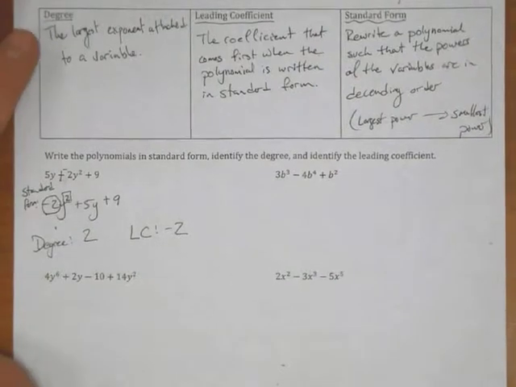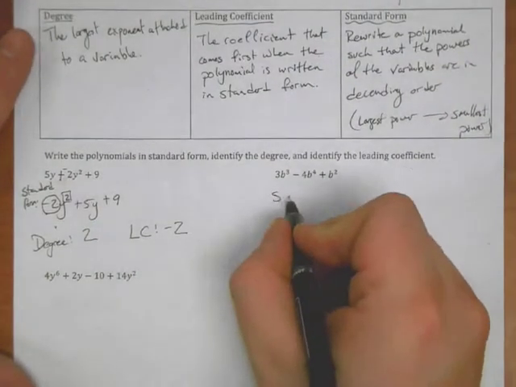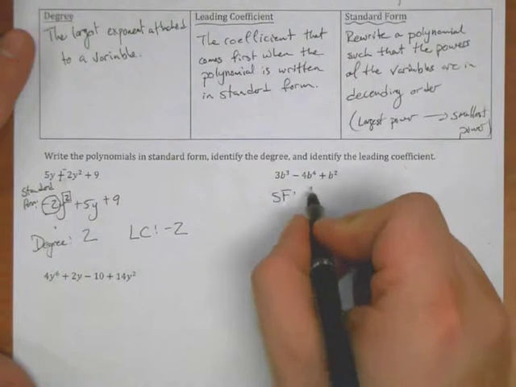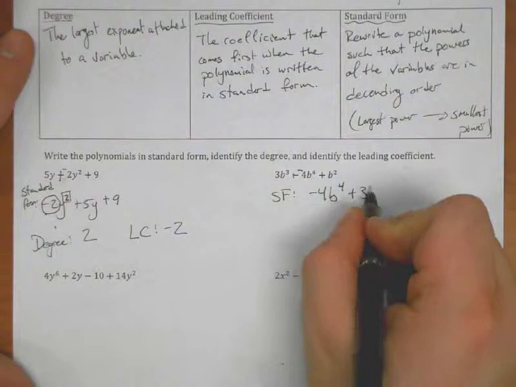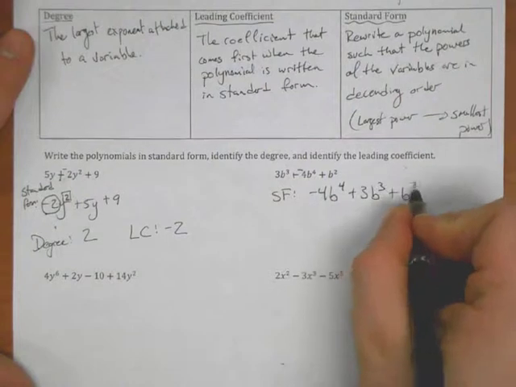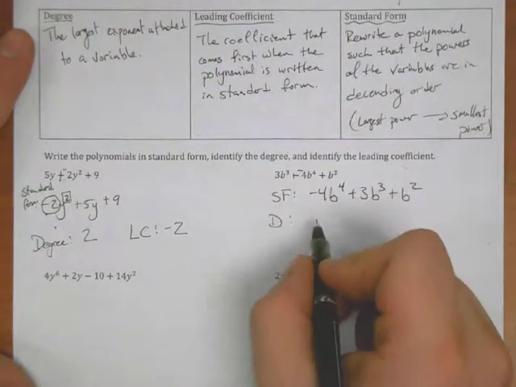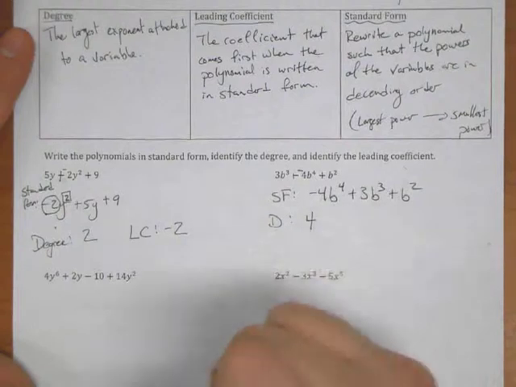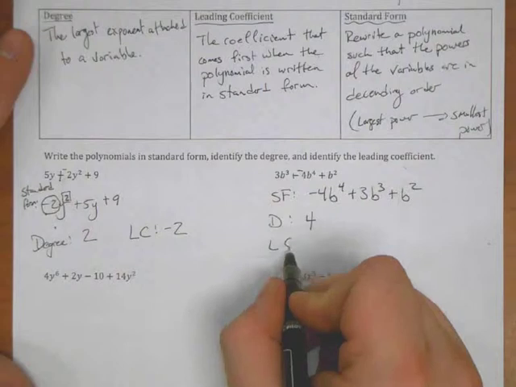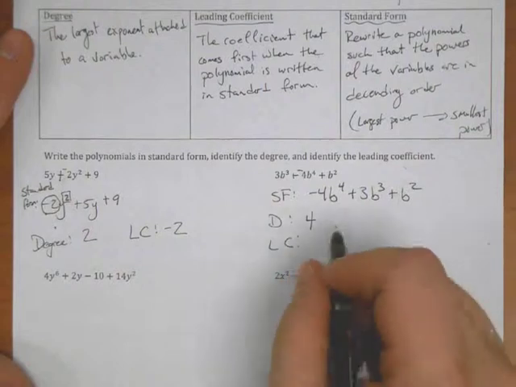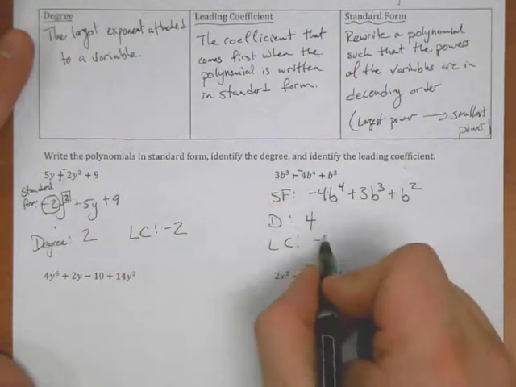Okay, I'm going to quickly do the next three. Standard form would be -4b to the 4th plus 3b to the 3rd plus b squared. The degree in this case is the largest exponent associated with this b, which is 4. The leading coefficient is the number multiplied to the leading term, which is -4.